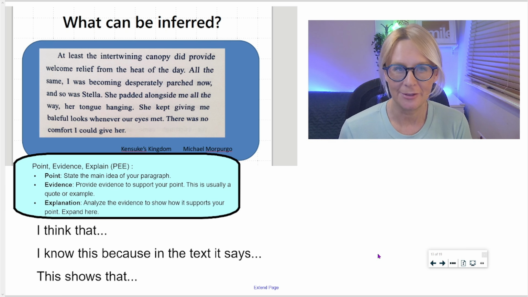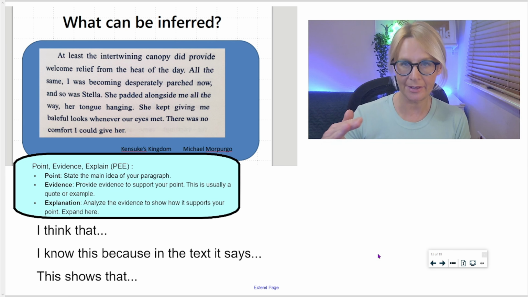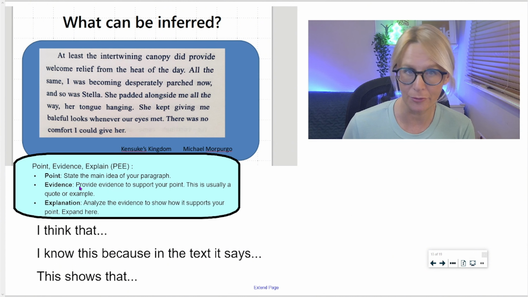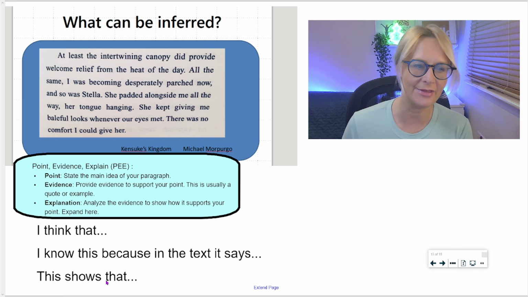So now we have to start thinking about inferences in words rather than in pictures. And we're going to have a little look at some now, and we're going to use this PEE structure to formulate an answer. Okay, so the PEE is you make your point, you give evidence for your point, which is your opinion, and then you explain your answer. And we're going to structure it like this. I think that. I know this because in the text it says, that's the quote, and then this shows that. That's going to be the expansion of the answer.